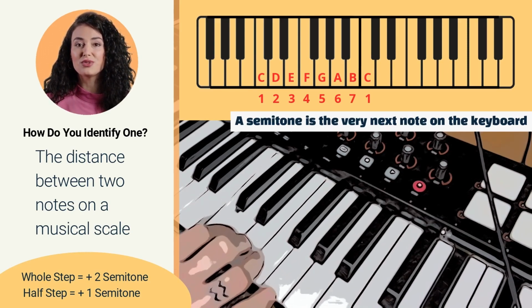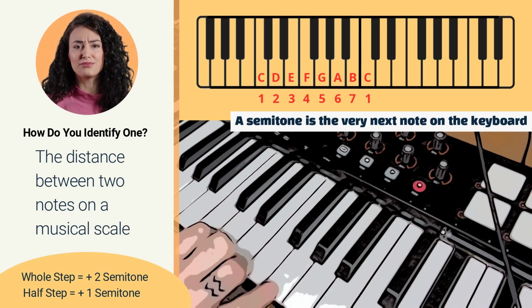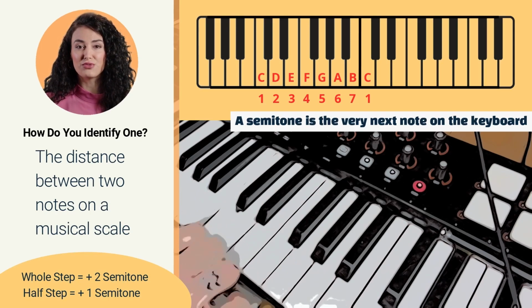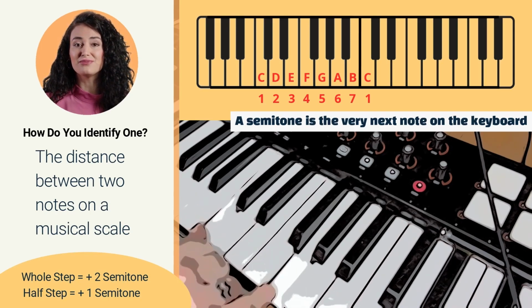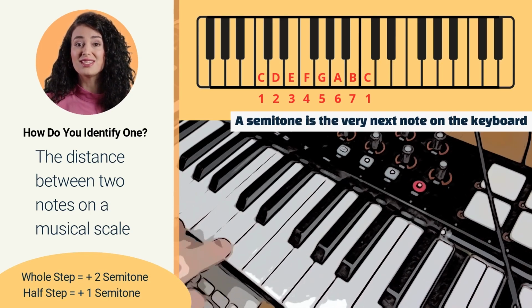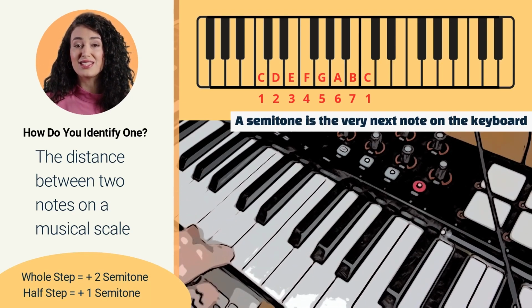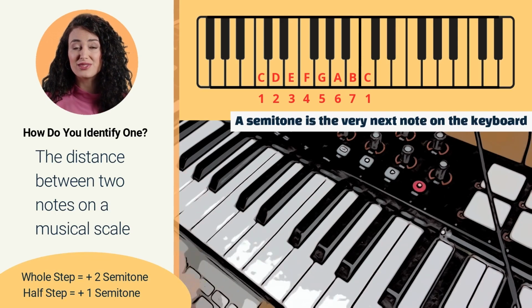To identify a major interval, you can use the following steps. Determine the starting note and the ending note of the interval. Count the number of notes between the two notes, including both the starting and ending notes. For example, if you are starting on C and ending on E, you would count C, D, and E, which is a total of 3 notes.